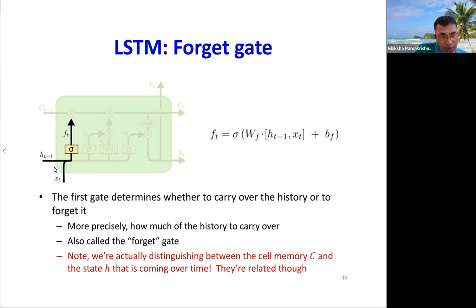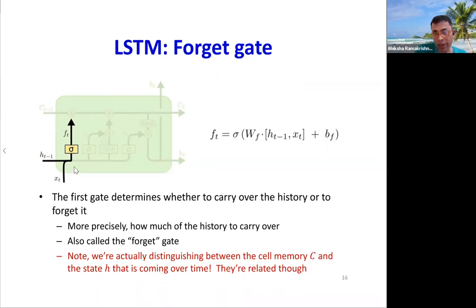In addition to the input to the cell, it also considers the previous hidden state at the same layer, the recurrent hidden state, as context. And based on these inputs, it computes a gating value.